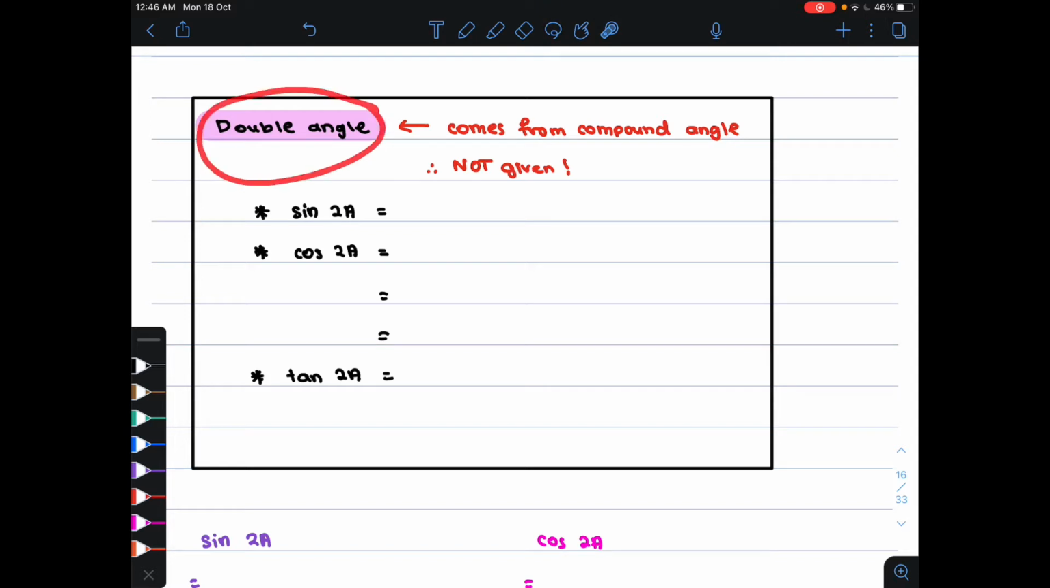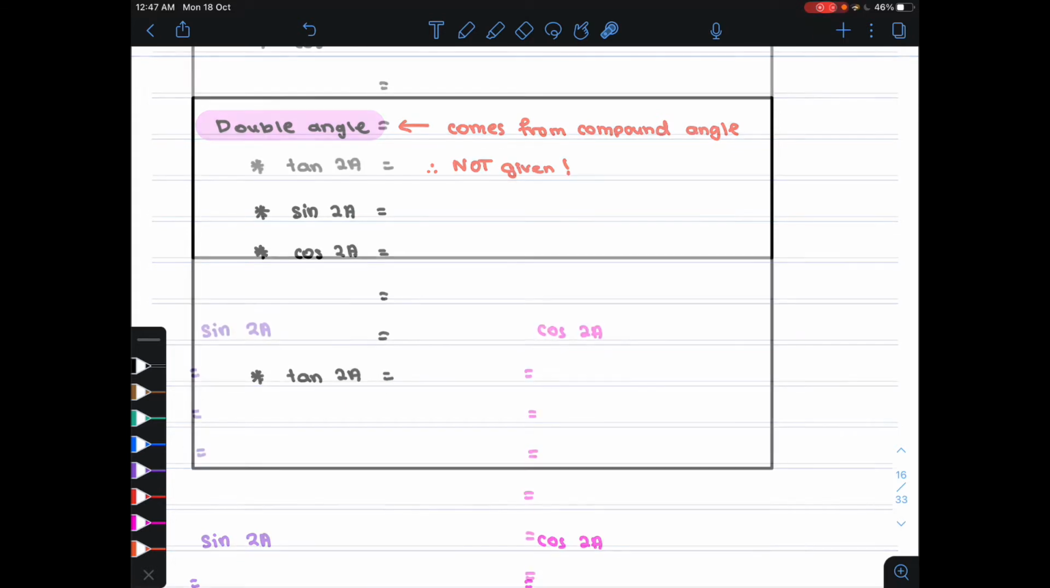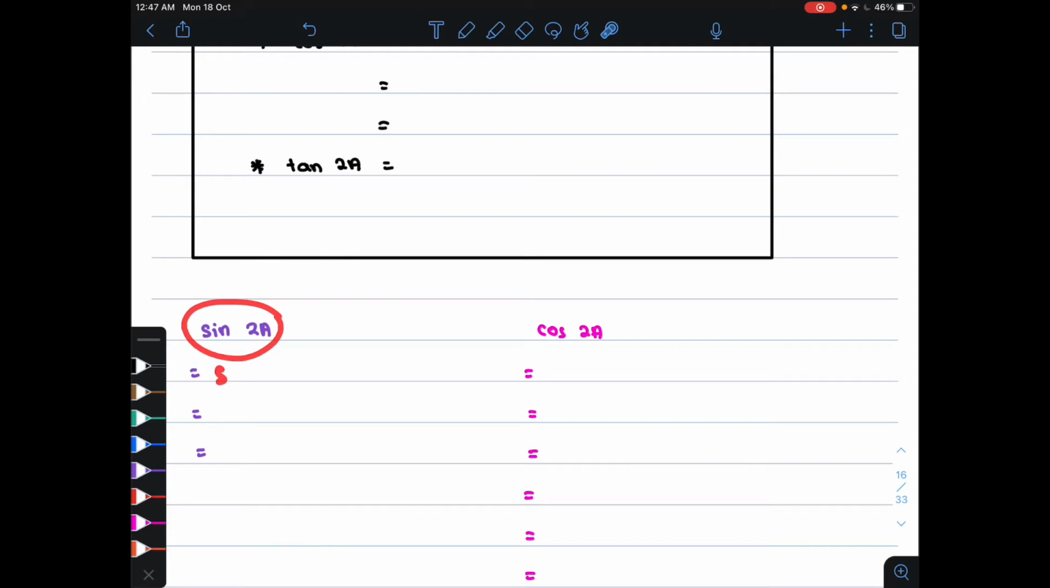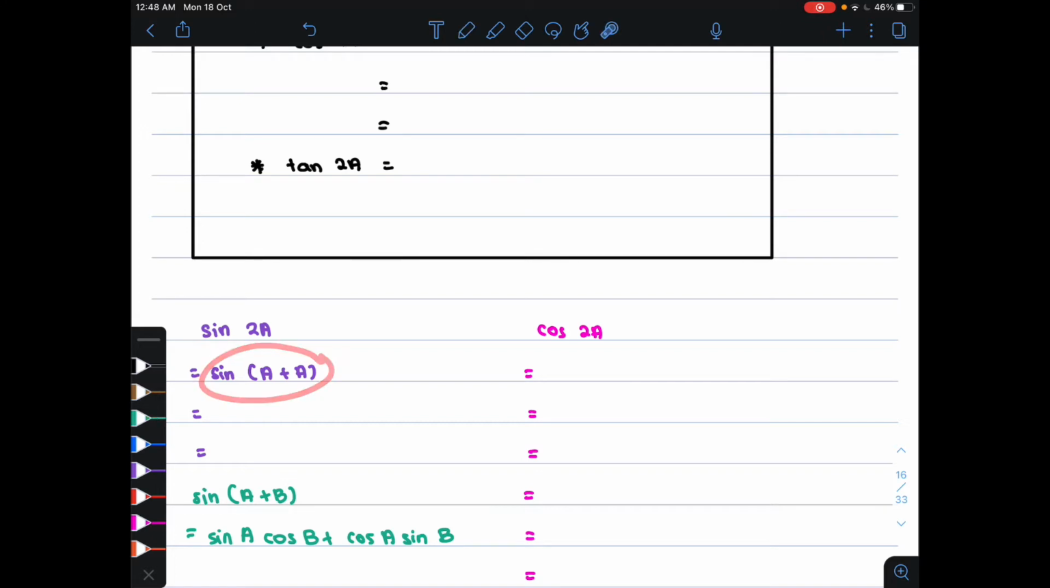For the double angle formula, we have sin 2A, cos 2A, and tan 2A. So, let's start with sin 2A. Sin 2A means that it is sin(A plus A). So we're going to use sin(A plus B), which is equal to sin A cos B plus cos A sin B. But now we need sin(A plus A), so we're going to change B to become A.